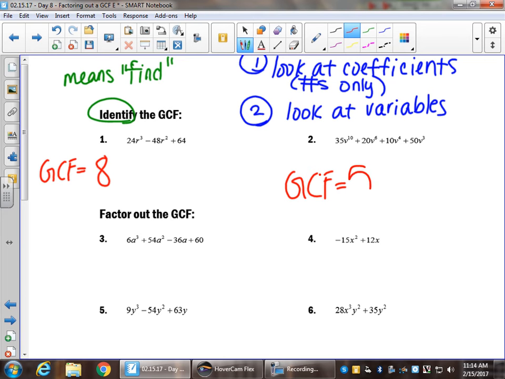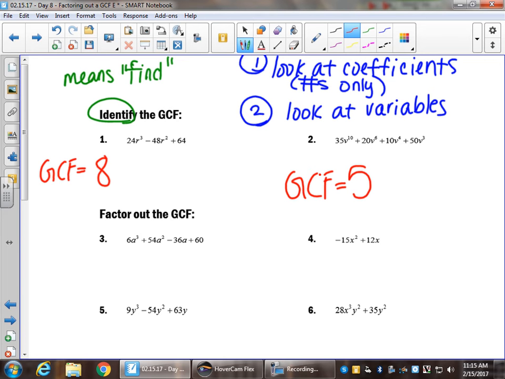Now looking at the variables, we have v to the 10th, v to the 6th, v to the 4th, v cubed. What's the largest variable we can pull out of those 4? So think about it like money. V to the 10th, we'll say is $10. So somebody has $10. Another person has $6. Another person has $4. And our last person has $3. I have to figure out what amount of money I can take from each of those people, and it has to be the same amount of money. So what's the greatest amount of money I can take from each of those 4 people?